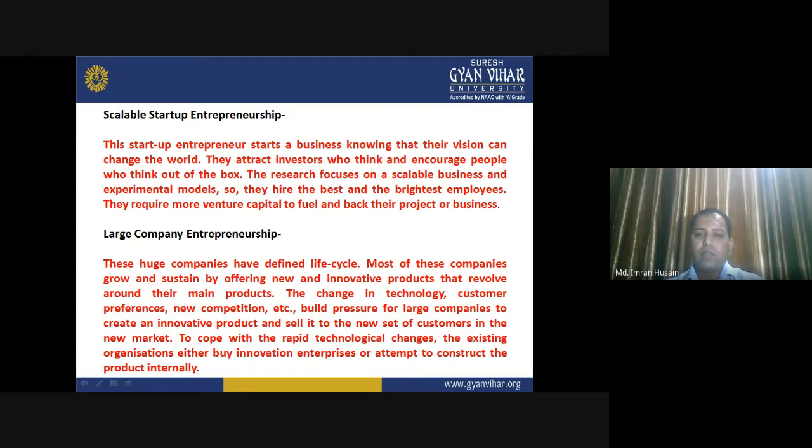Build up pressure for large companies to create an innovative product and sell it to the new set of customers in the new market. To cope with the rapid technological changes, the existing organizations either buy innovation enterprises or attempt to construct the product internally. So sometimes they also follow the rules. They watch the market of other companies and they try to identify why they are making such progress.